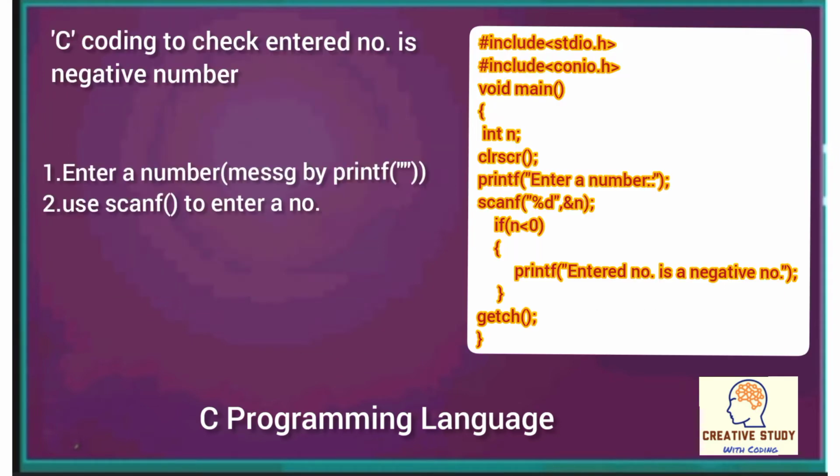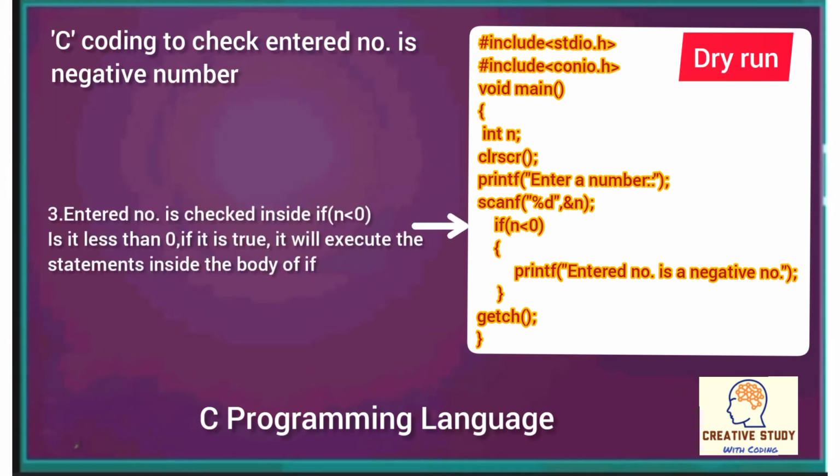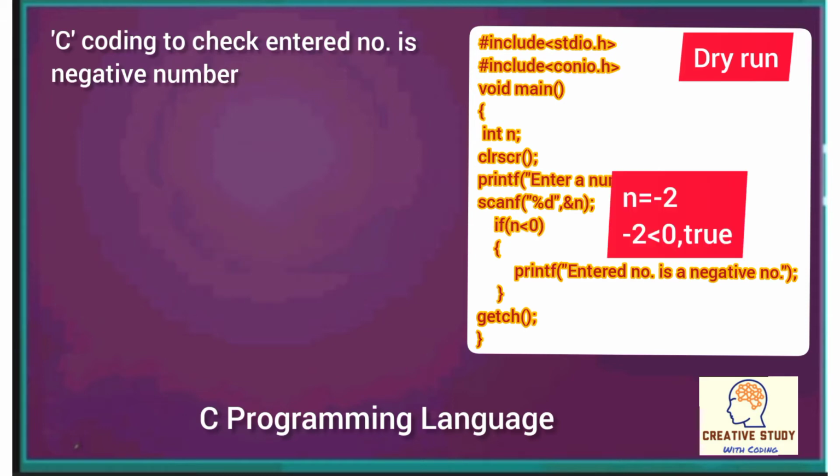Now let's see the C coding. Give a message by printf, enter a number, use the scanf function and check the number with the if statement. If it is less than 0, it means the condition is true and it will execute the statement inside the body of if. Now let's assume the entered number is -2, so the condition is true here, so it will print entered number is a negative number.